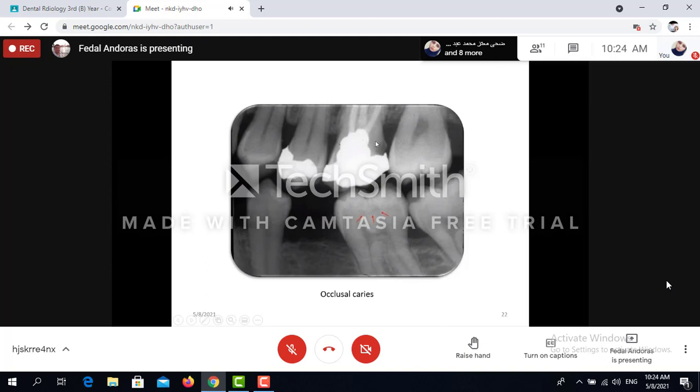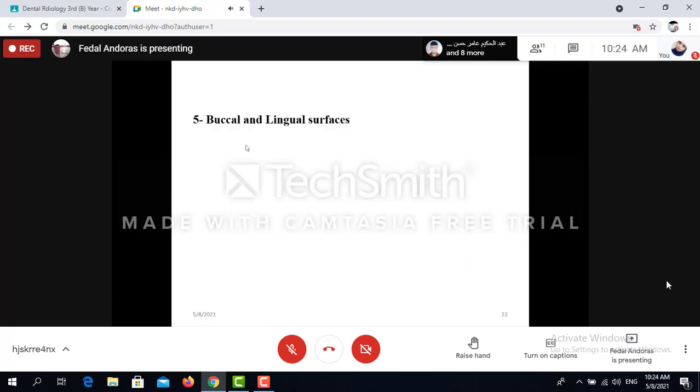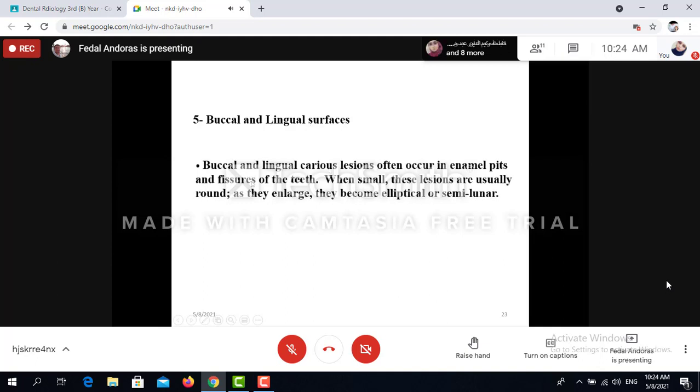Here we have what we call secondary caries. I will talk about that soon. We have buccal and lingual surfaces. Buccal and lingual caries lesions often occur in enamel pits and fissures of the teeth. When small, these lesions are usually round. As they enlarge, they become elliptical or semilunar.